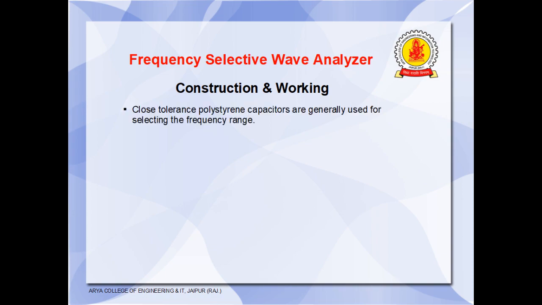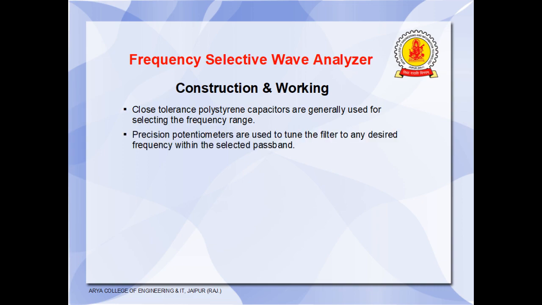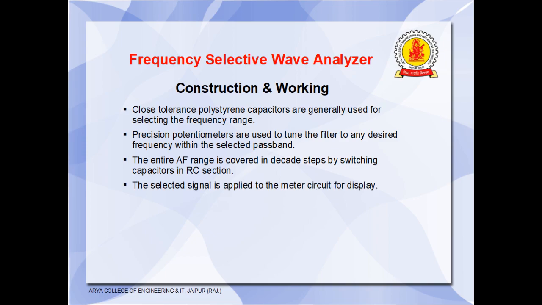Closed tolerance polyester capacitors are used for selecting the frequency ranges, and potentiometers are used to tune the filter to any desired frequency within the selected passband. The final amplifier supplies the selected signal to the meter circuit and also to an untuned buffer amplifier.